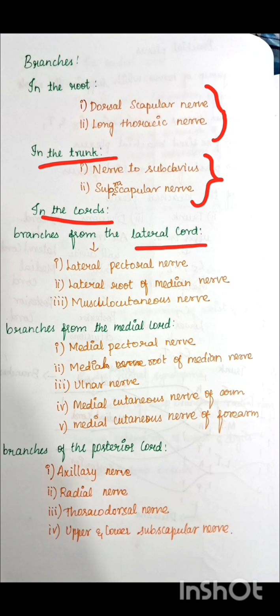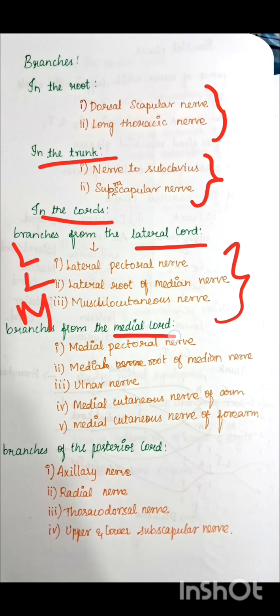From the lateral cord, we have three branches, such as L, L, M: lateral pectoral nerve, lateral root of median nerve, and musculocutaneous nerve. The lateral pectoral nerve supplies the pectoralis major and minor muscles. The lateral root of the median nerve forms the median nerve. The musculocutaneous nerve supplies the biceps brachii and brachialis muscles, which are in the anterior compartment of the arm.